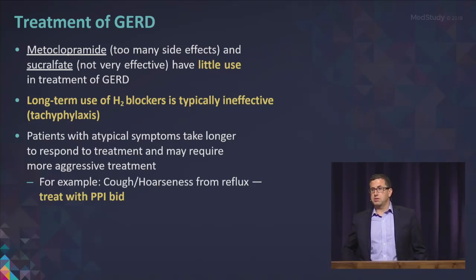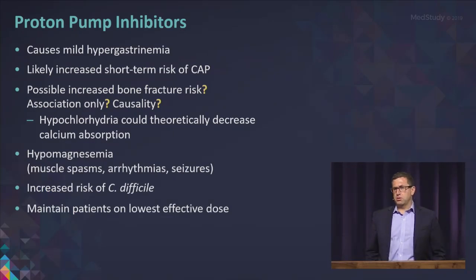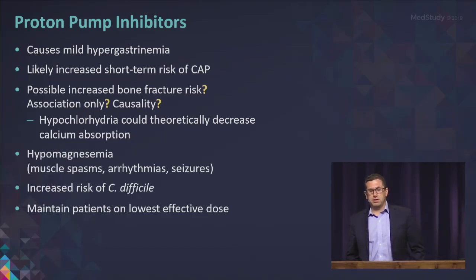People with atypical symptoms, like the patient in the question, may take a little bit longer to respond to treatment and may require more aggressive treatment, like BID PPI as opposed to Q-day PPI. So a little word on PPIs because these are so common. They could cause a mild increase in gastrin level. That's really clinically insignificant. There is a short-term risk of increased community-acquired pneumonia. There's probably an increased risk of bone fracture, and some of the studies are unclear whether there's real causality there, but there's definitely an association.